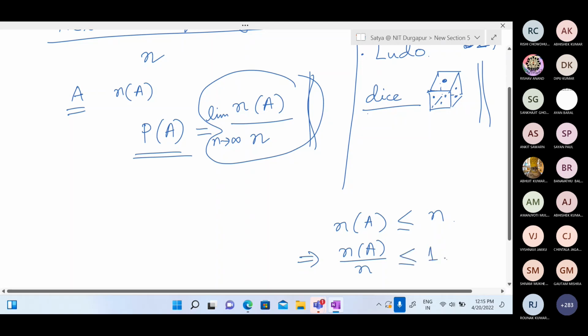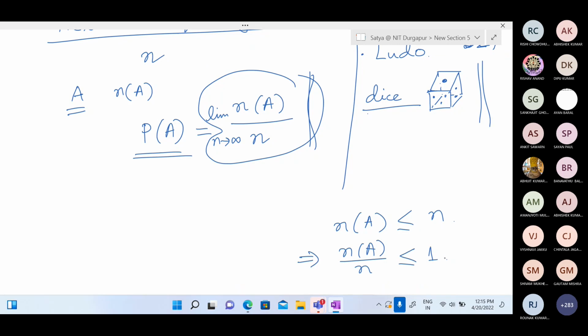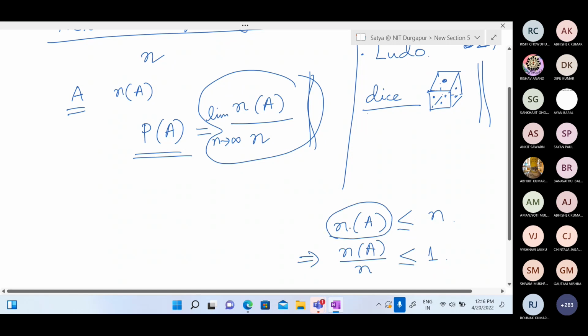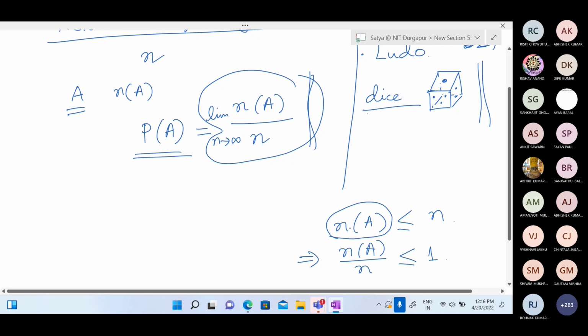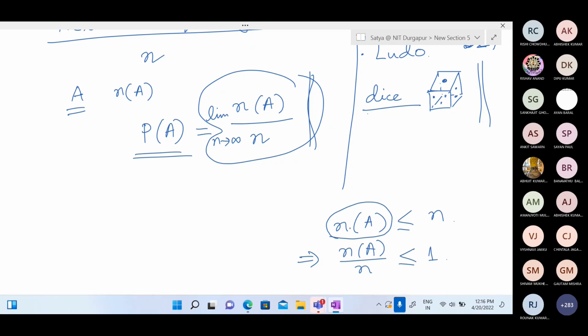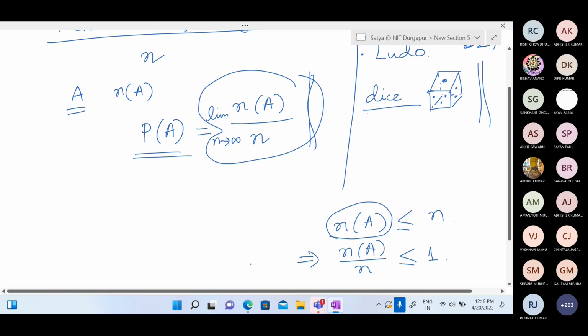And since N, the number of trials, is any positive number, 1, 2, 3, 4, whatever, and NA, the number of favorable cases, is also some integer, we are dividing an integer by a positive integer. Both are positive, so the ratio is always greater than or equal to 0. So the first observation is that this ratio lies between 0 and 1, that is, 0 less than or equal to NA over N less than or equal to 1.